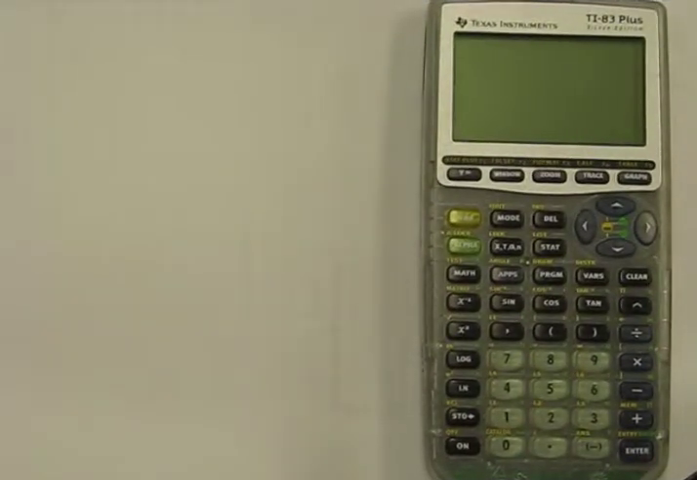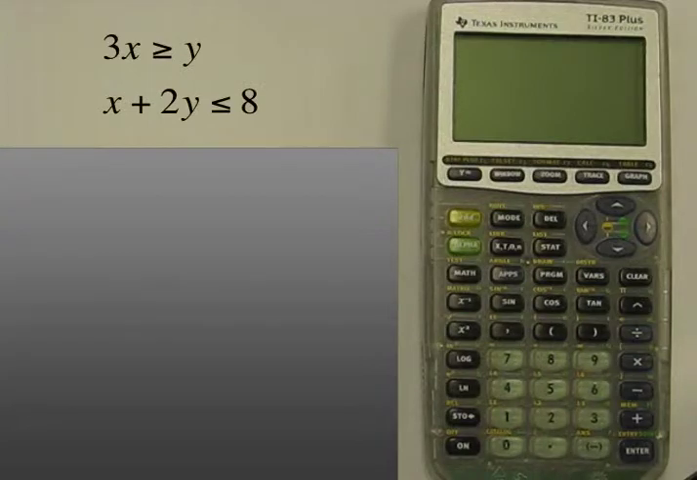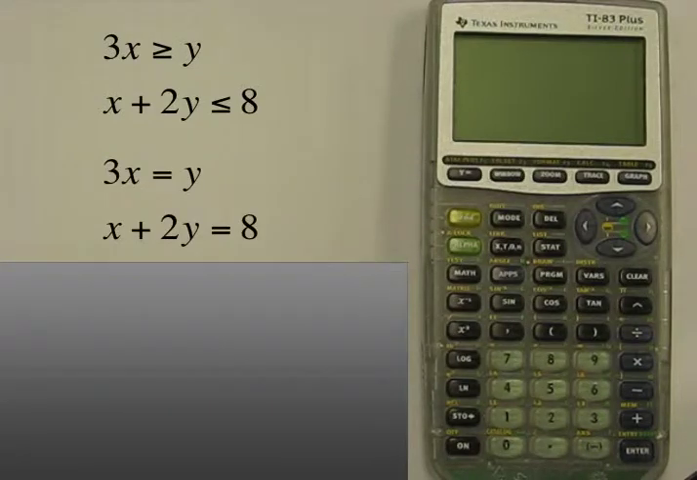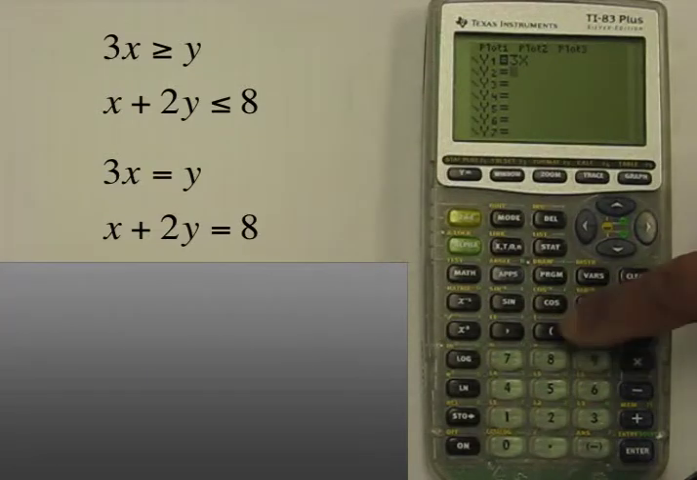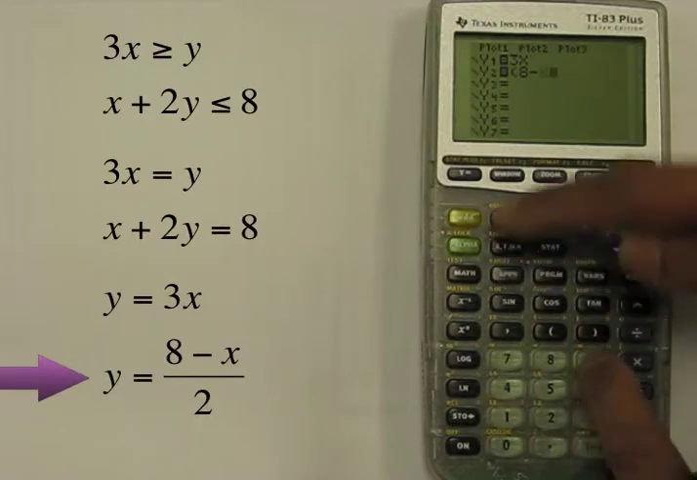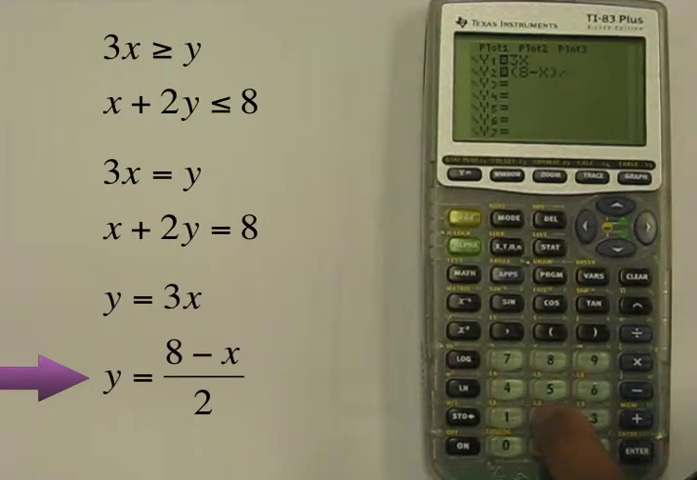You can also solve this system of inequalities using the graphing calculator. Remember, we had the system 3x is greater than or equal to y, and x plus 2y is less than or equal to 8. We're actually going to graph the solution on the calculator. First of all, we have to make each an equation and then solve for y. The first equation becomes, if I turn it on, y equals 3x. So I put 3x, that's my first line. The second line, x plus 2y equals 8. We have to solve that for y to input it into the calculator. Solving it for y, we get y equals, parentheses, 8 minus x, divided by 2.